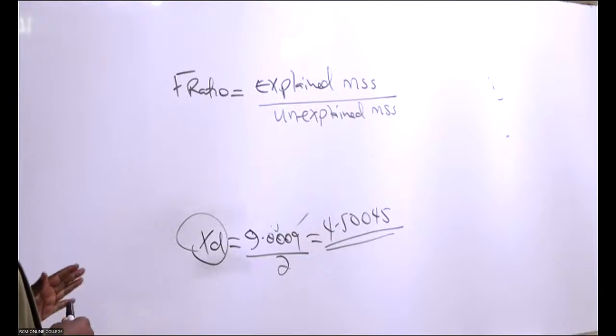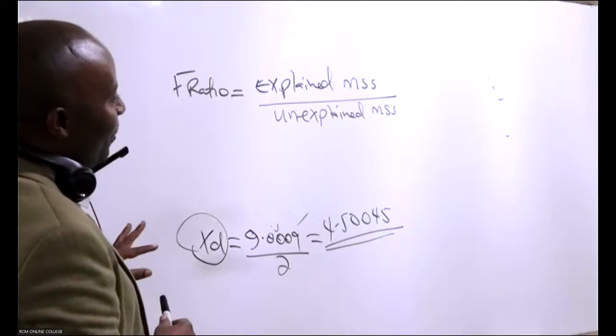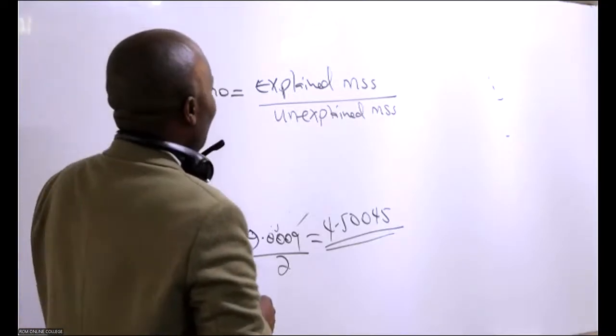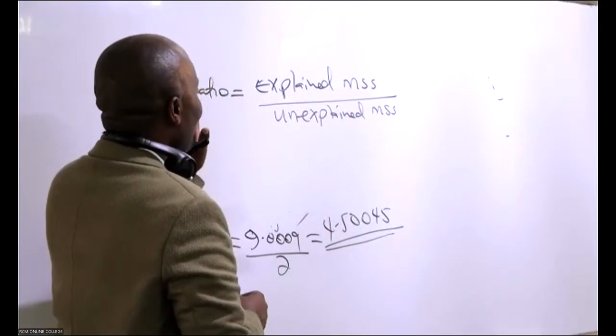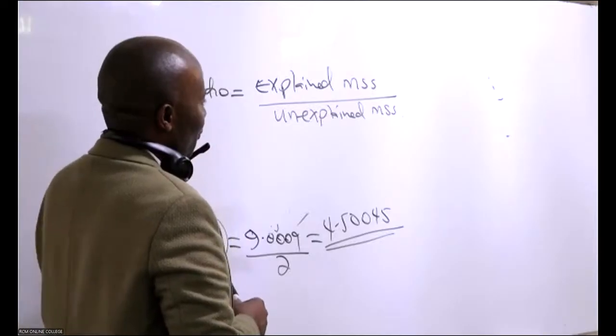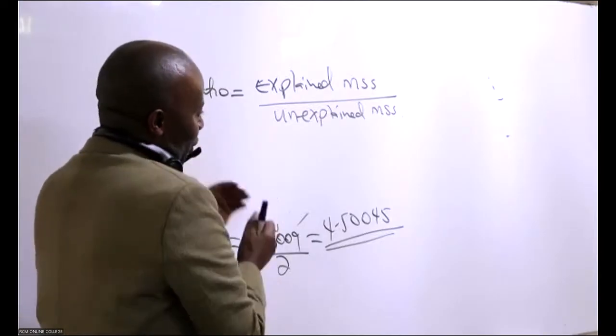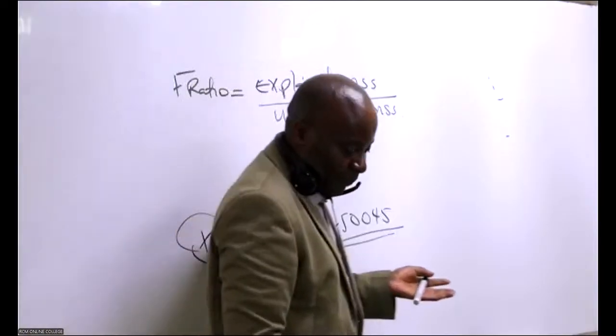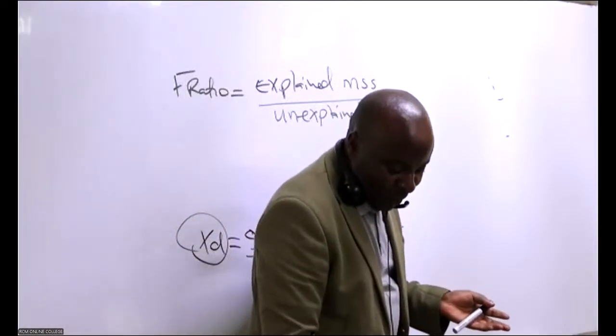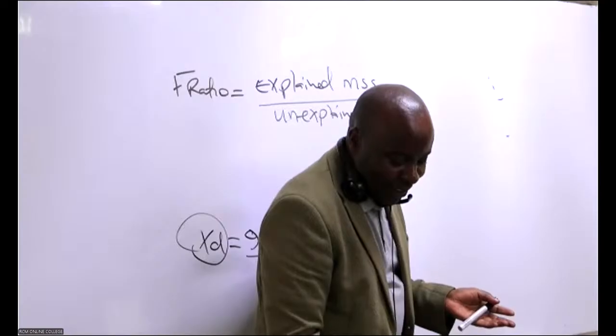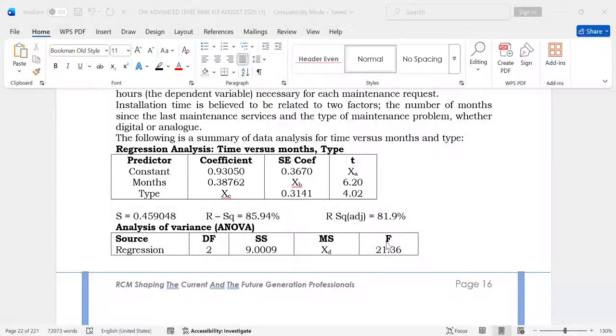So the very first thing that we need to do is to come and compute this F ratio itself. Let's compute the F ratio. We assume that the F ratio given there doesn't exist, and then we look for it. These are very, very good questions she has asked.